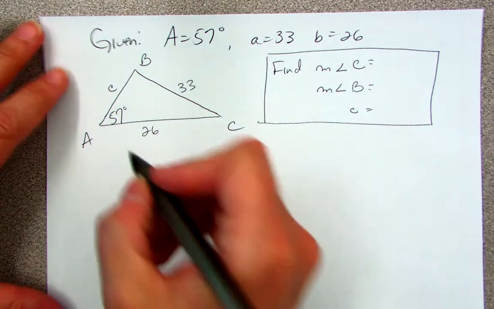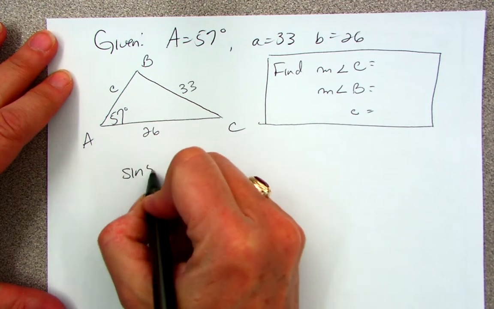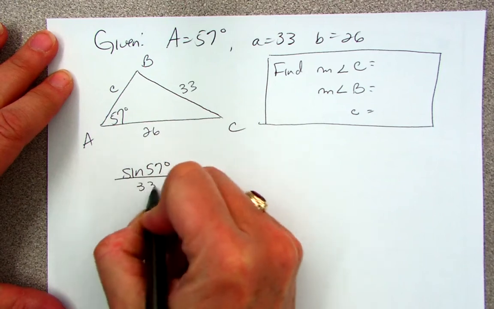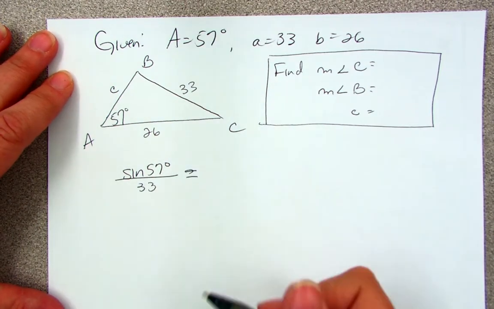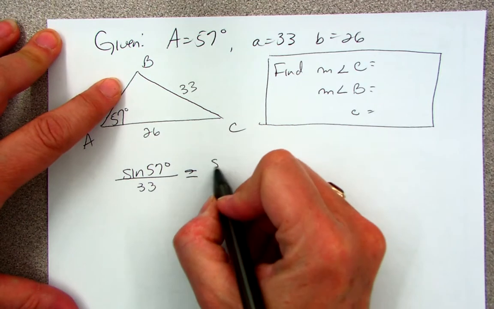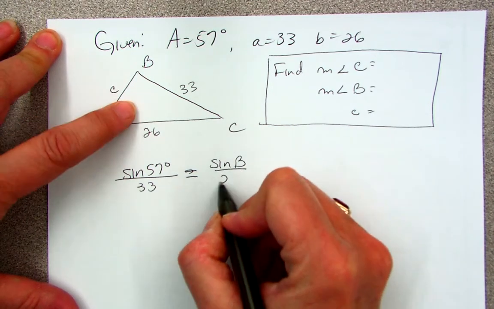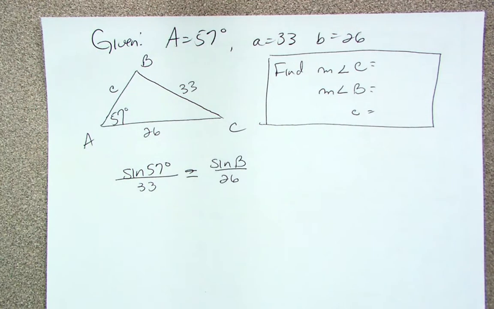I'm just going to write it down. Sine of 57 degrees over 33. I'm just going to pick the B side. Oh, I don't know the angle B. So sine of capital B over 26. That's still just one unknown, right? Mm-hmm, except it's an angle this time instead of a side length. That's okay, just so there's one unknown. A little awkward, but that's okay.